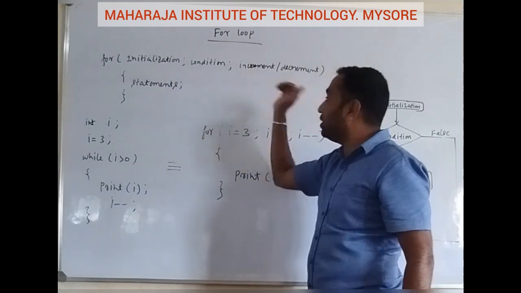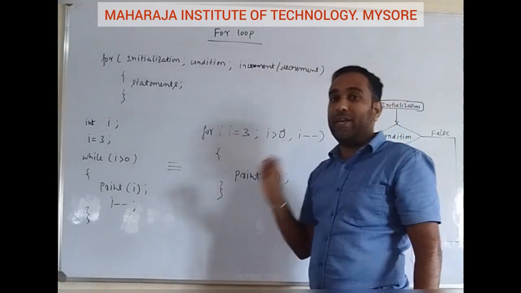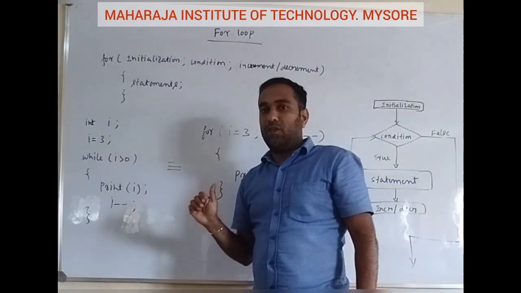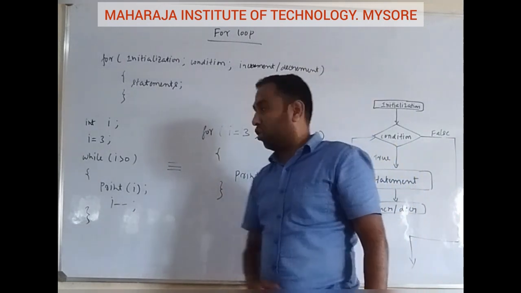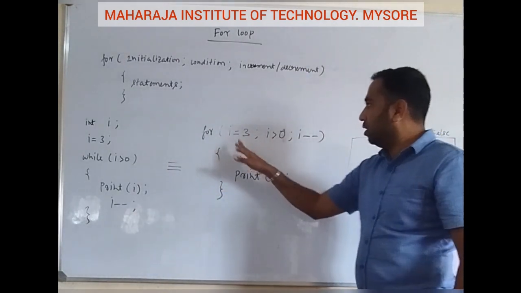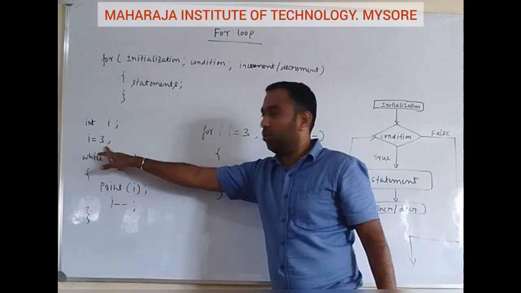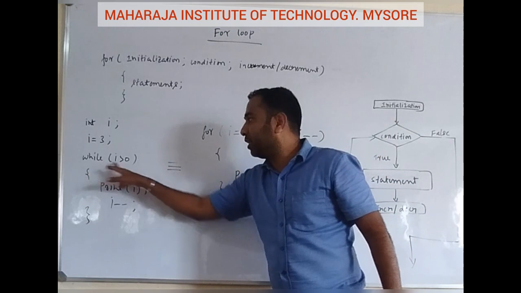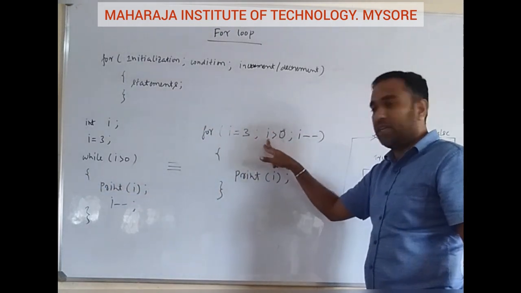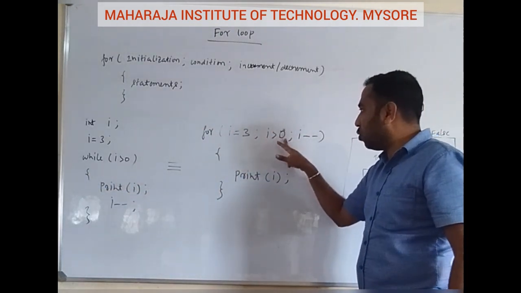Then the final part is incrementing or decrementing the value. So let us see one example using for. See here, I'm initializing the I value, I is equal to 3. Then I'm checking the condition, I greater than 0.